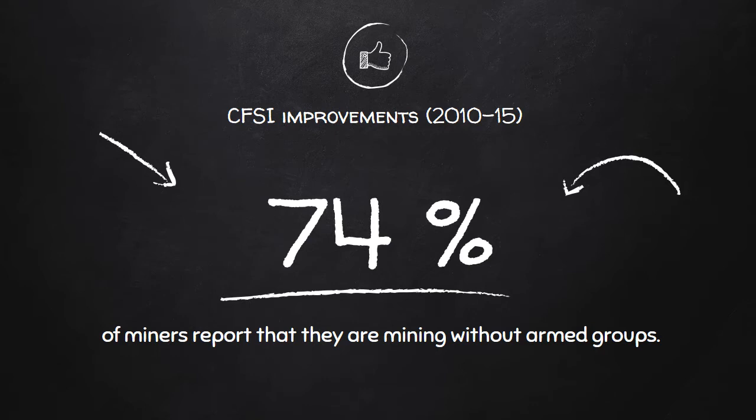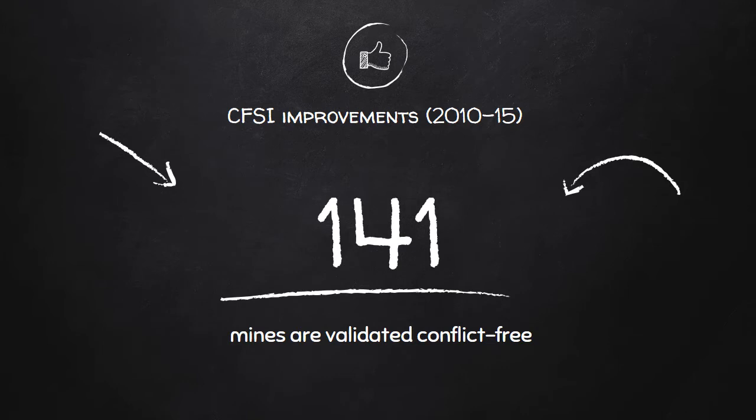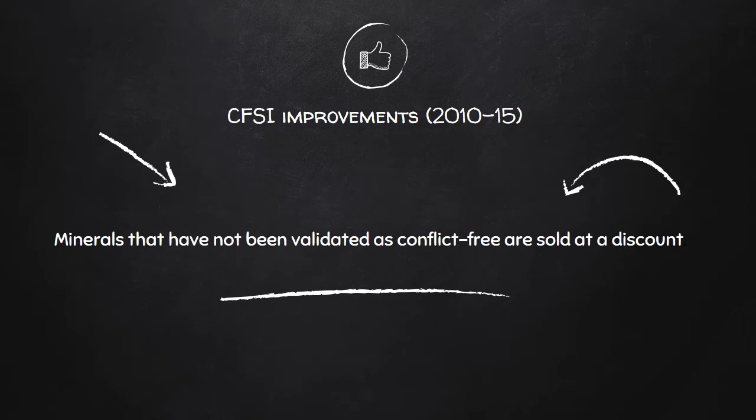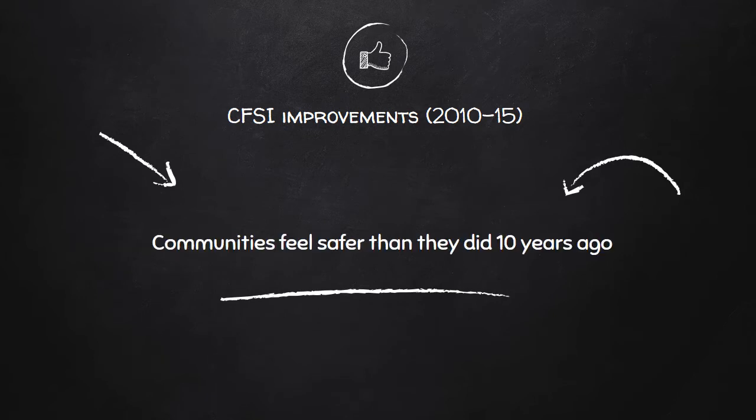74% of miners report that they are mining without armed groups. In 2010, nearly all miners were under the control of armed groups. 141 mines are validated conflict-free. Minerals that have not been validated as conflict-free are sold at a discount. Communities feel safer than they did 10 years ago. These are impressive results for a 5-year initiative.